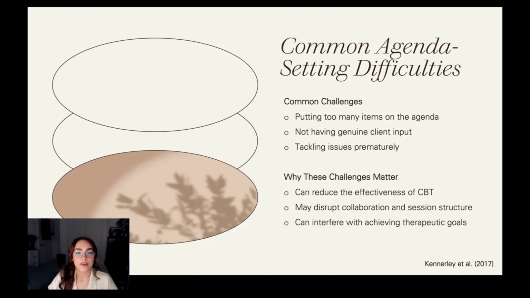In this presentation, I've selected 3 common agenda setting difficulties discussed in the textbook, which are putting too many items on the agenda, not obtaining genuine client input, and tackling issues prematurely. These challenges stood out to me because they each have the potential to affect the therapeutic alliance, reduce the efficiency of the session, and interfere with collective decision-making.